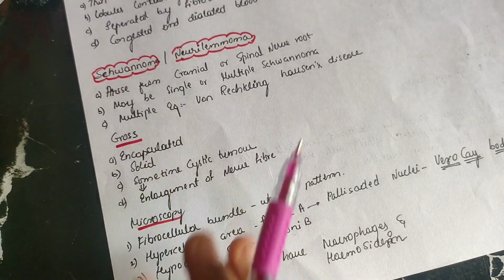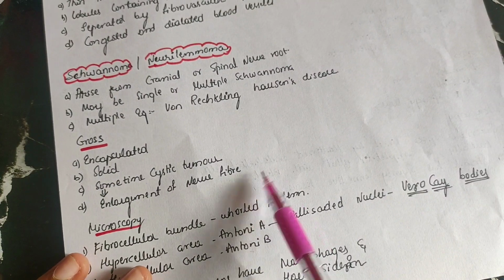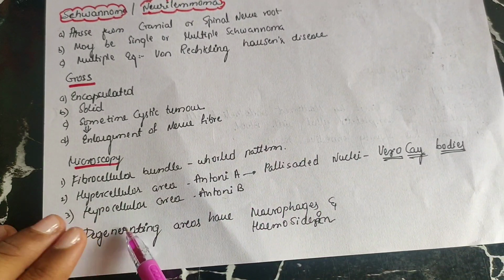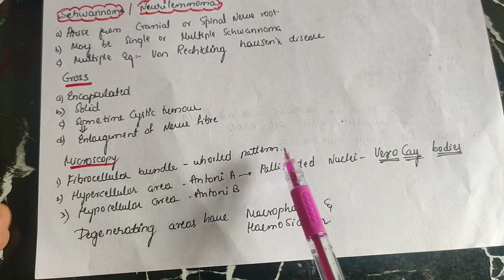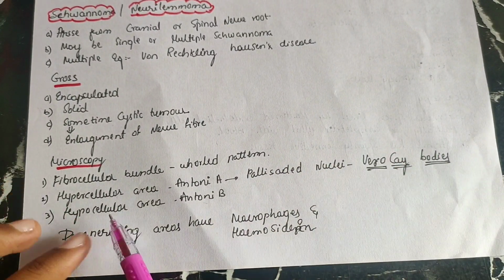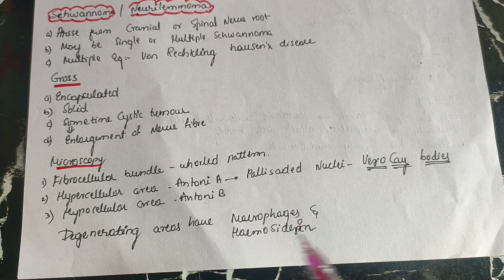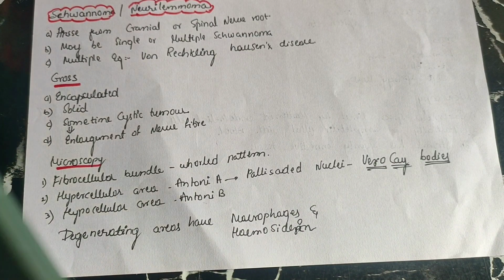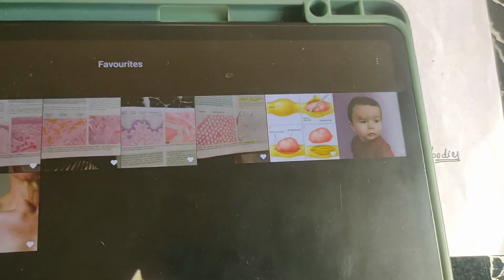The macroscopic features will be fibrocellular bundles arranged in an old-fashioned pattern, with hypocellular and hypercellular areas. The hypercellular area is also known as Antoni A. It contains palisaded nuclei, also known as Verocay bodies, and the hypocellular areas are Antoni B. In degenerating areas, macrophages and hemosiderin will be there.